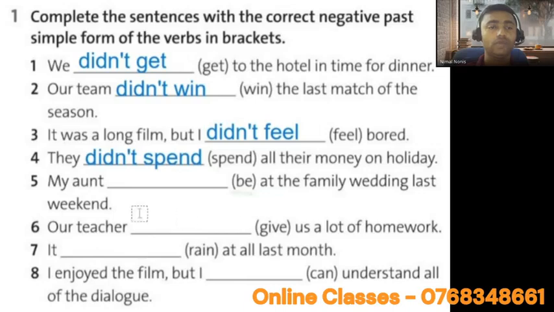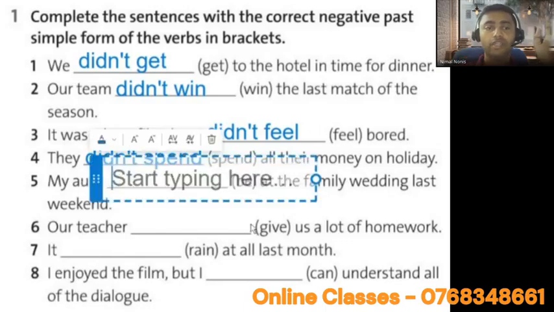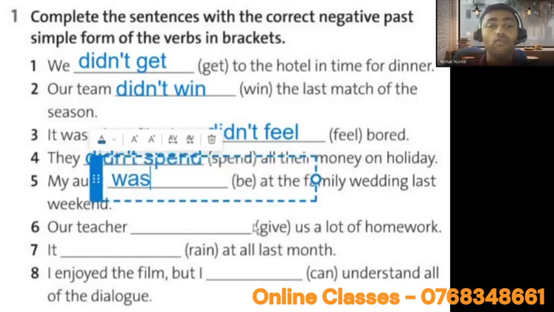Okay, let's look at this one. My aunt space be at the family wedding last weekend. If it is the be verb, students, then in the past tense, what are the be verbs that we can use? Was and were. If it is singular, we have to use was. If it is plural, we have to use were. My aunt is singular, so definitely we have to use was.